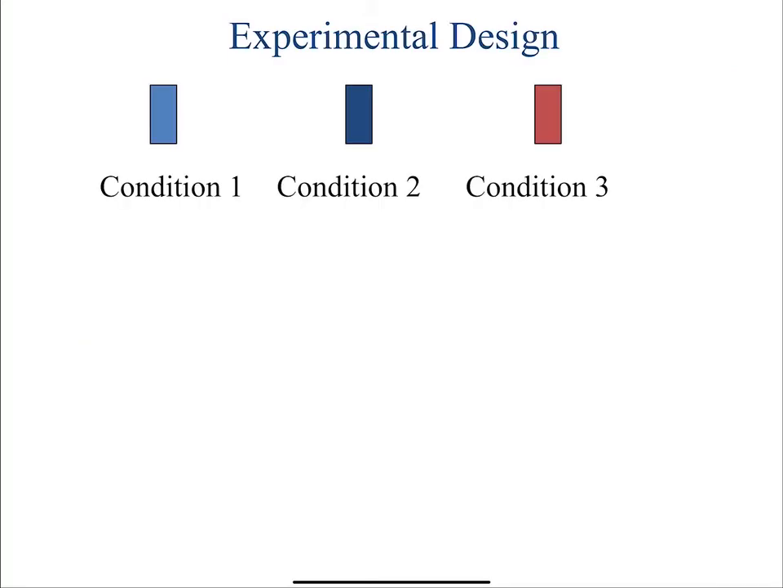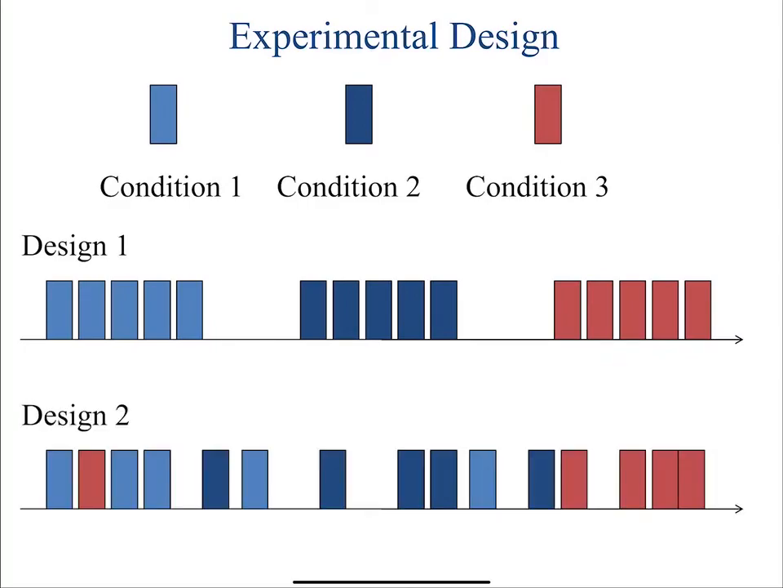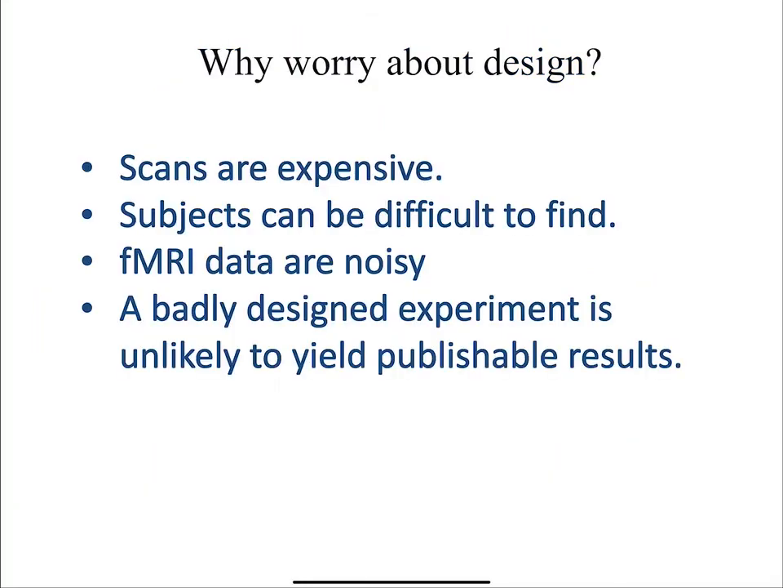And then finally, we're going to say very little about experimental design. Let's say you have 3 conditions. The question is, how do you want to present those conditions? In what order do you want to present those conditions? And why do you worry about design? Well, because scans are expensive, subjects are difficult to find, fMRI data are noisy. So if you design your experiment badly, you can really shoot yourself in the foot.